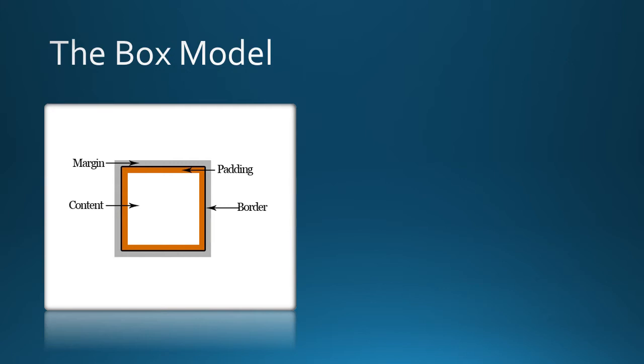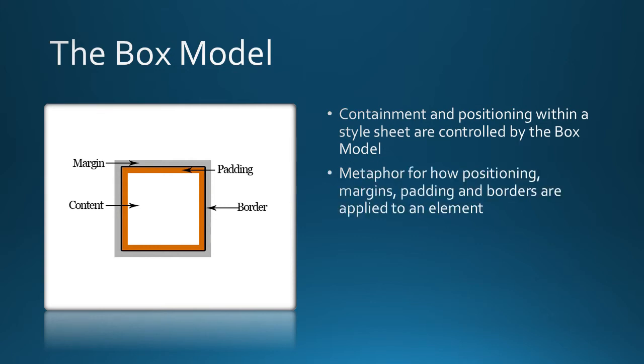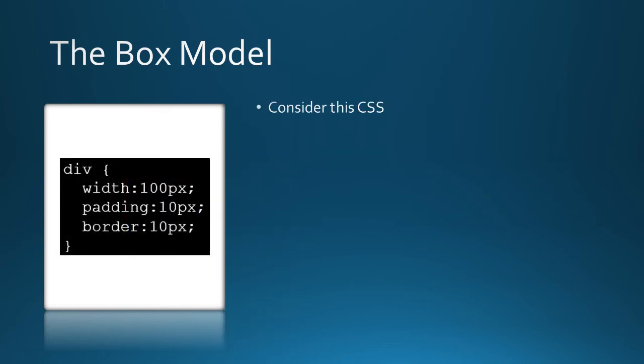Let's consider the box model. Now the box model is containment and positioning within a style sheet. What this means is that this is a metaphor for how positioning, margins, padding, and borders are applied to an element, any element that you find in HTML. So for example, consider this CSS here where you have a div with a width of 100 pixels, a padding of 10, and a border of 10.